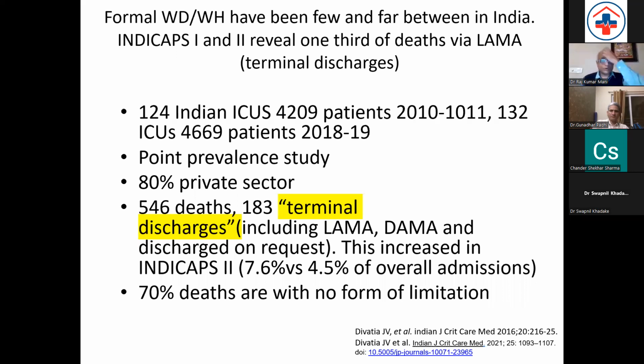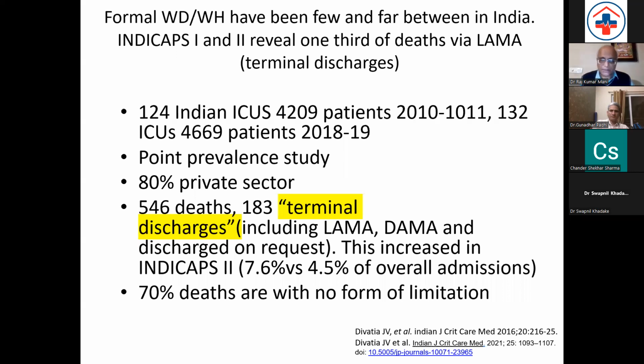So across 124 Indian ICUs, 4,209 patients between 2010 and 2011, and then 132 ICUs, 4,669 patients in 2018 and 2019. So these are two studies. Both are point prevalence studies, that is, on a single day you see how many patients are there and all the different categories of patients. And then we also could count how many patients went LAMA.